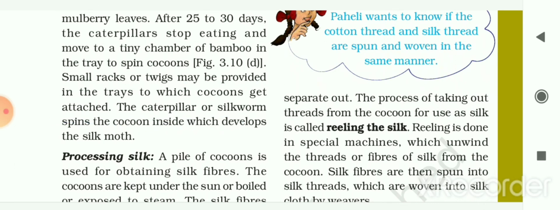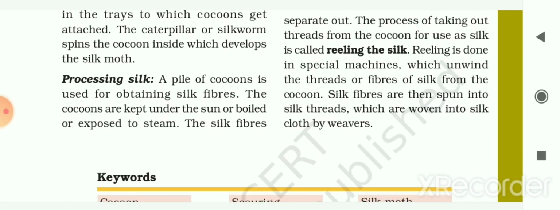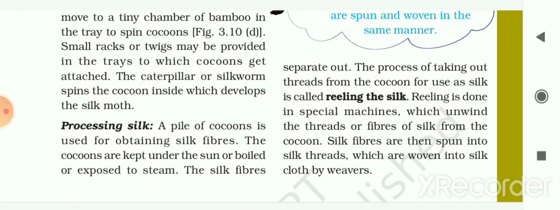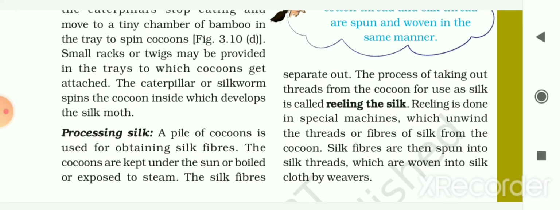So then small racks, or you can say twigs, may be provided in the trays to which cocoons get attached, and the caterpillar or silkworm spins the cocoon inside which develops the silk moth. Now processing silk. A pile or mass of cocoons is used for obtaining silk fibers. The cocoons are kept under the sun or boiled or exposed to steam, and the silk fibers separate out.